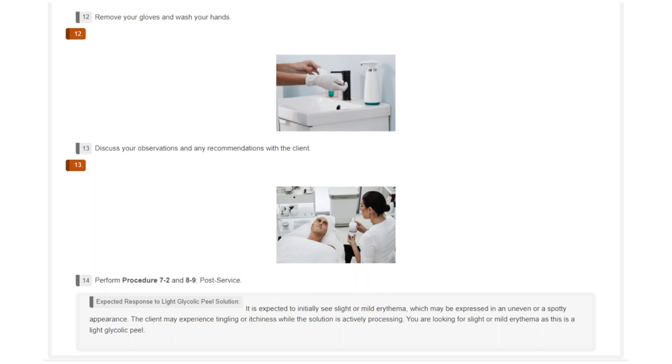13. Discuss your observations and any recommendations with the client. 14. Perform procedure 7 to 2 and 8 to 9, post-service. Expected response to light glycolic peel solution. It is expected to initially see slight or mild erythema, which may be expressed in an uneven or spotty appearance. The client may experience tingling or itchiness while the solution is actively processing. You are looking for slight or mild erythema as this is a light glycolic peel.